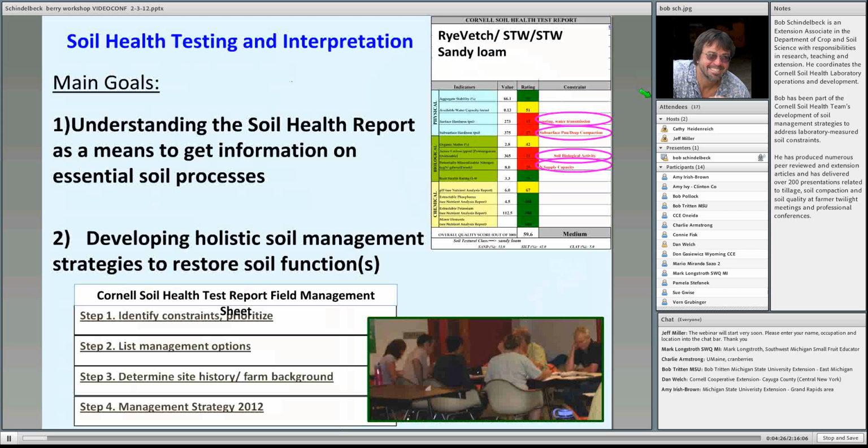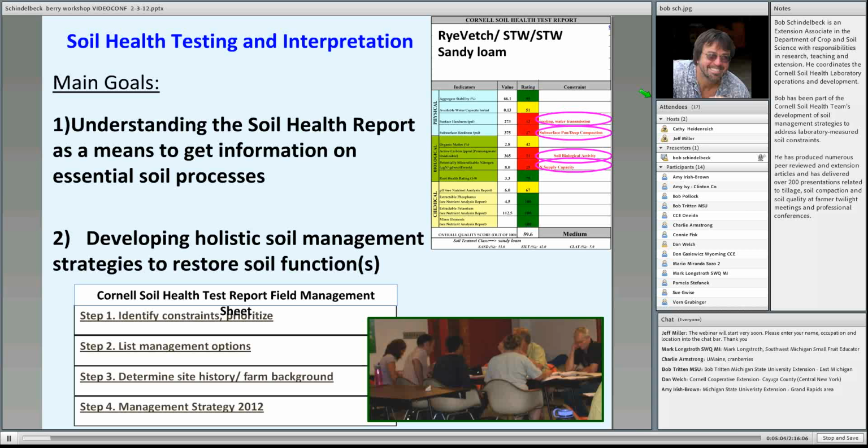So we saw this strategy last week. The main goals, using the Cornell Soil Health Test, which you see on the right of the slide, are to understand the different processes going on in the soil and how our soil's doing, seeing where these levels are at, and finding out where we really need to focus our attention. Part two is where we'll spend a lot of our time today: how can we develop management strategies that are holistic, that consider all these things simultaneously, to restore our soil function?